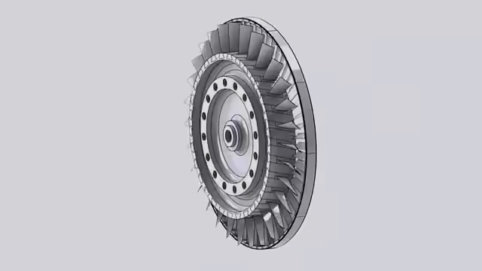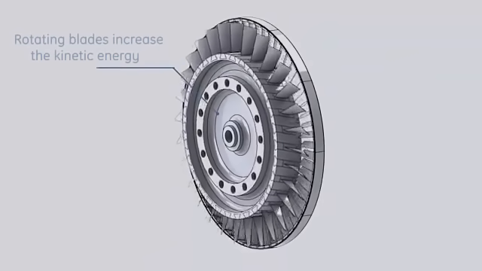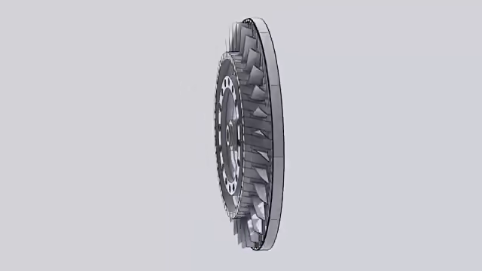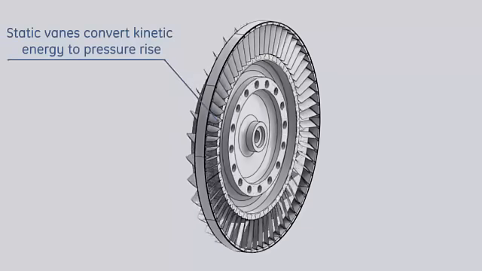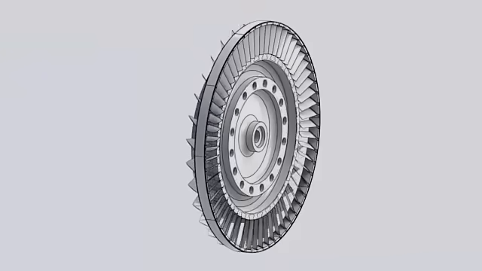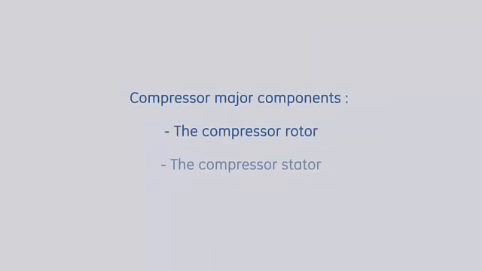Compression is achieved in each stage as the rotating blades increase the relative velocity of the air. Then, the stator stationary blades convert the gained kinetic energy into a pressure rise and guide air to enter the following stage at the proper angle. The compressor consists of two major components, the compressor rotor and the compressor stator.